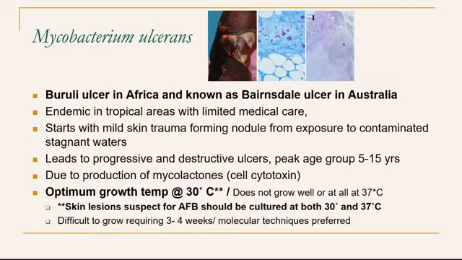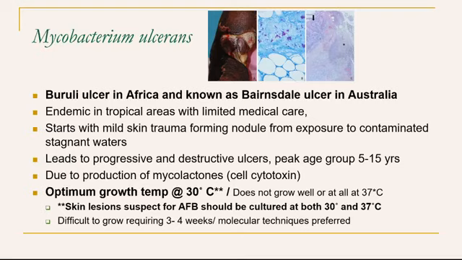Mycobacterium ulcerans. This is also known as Buruli ulcer if you're in the African continent, or better known as Bairnsdale ulcer in Australia. This infection is endemic in tropical areas, usually areas with limited medical care. It starts with a mild skin trauma forming a nodule from the exposure to contaminated stagnant waters with this organism. But it can lead to a very progressive and destructive ulcer and can lead to disfigurement and disabling.